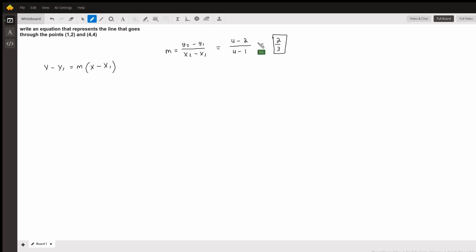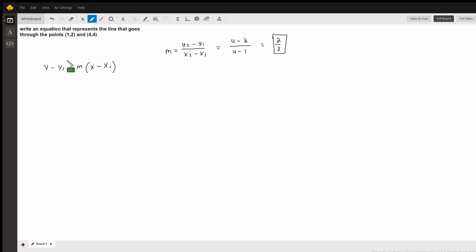We have plenty of points. We have (1, 2) and (4, 4). So we can use our slope, which is 2/3, and either point (1, 2) or (4, 4). So let's just go with the point (1, 2). Now, point slope formula reads y minus y1 equals m times x minus x1, where m represents the slope and y1 and x1 represent the point.